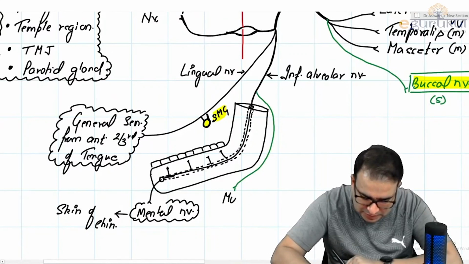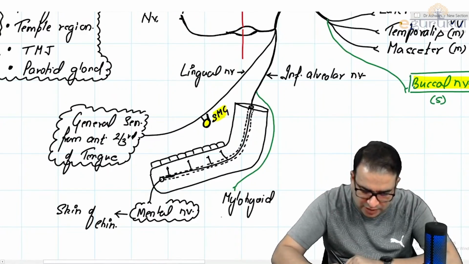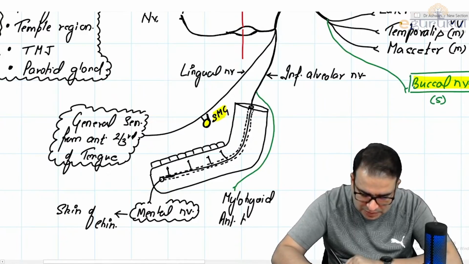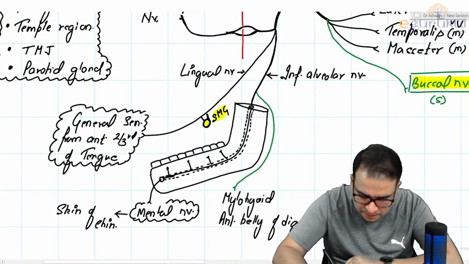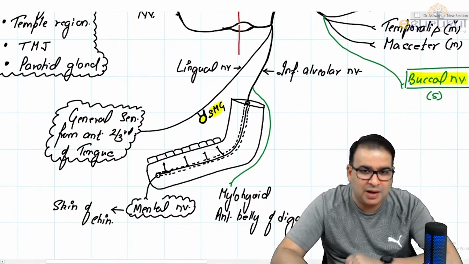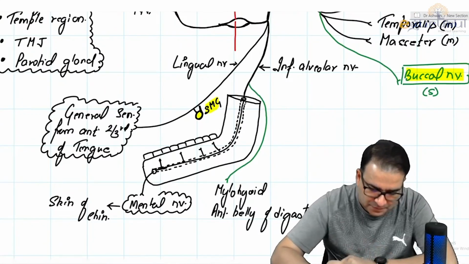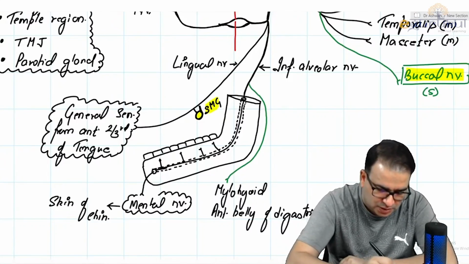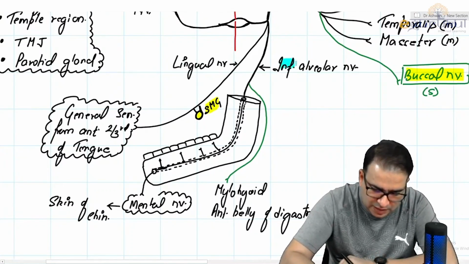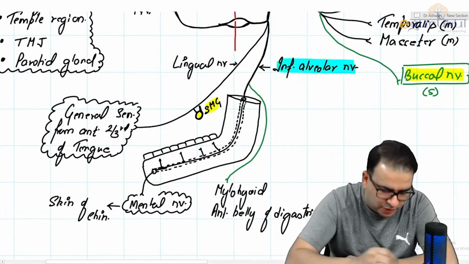The muscle is the mylohyoid. There is a muscle present in the floor of the mouth called the mylohyoid. And there is a muscle called the anterior belly of digastric. Mylohyoid and anterior belly of digastric, the two muscles which are supplied by this inferior alveolar branch. So the inferior alveolar branch gives off a division.